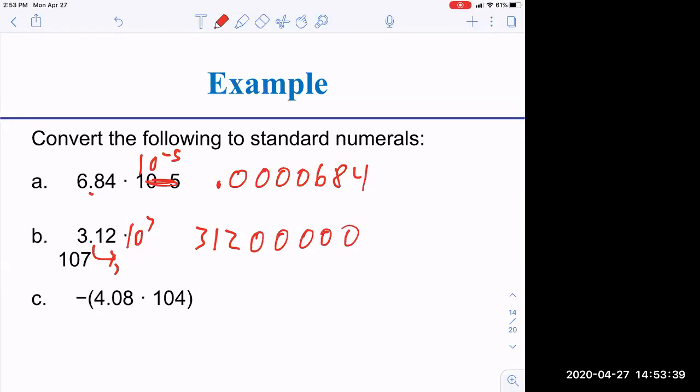31 million. This is 10 to the 4th. This is just negative 4. I have 0, 8. I need 2 more places. Negative 40,800.